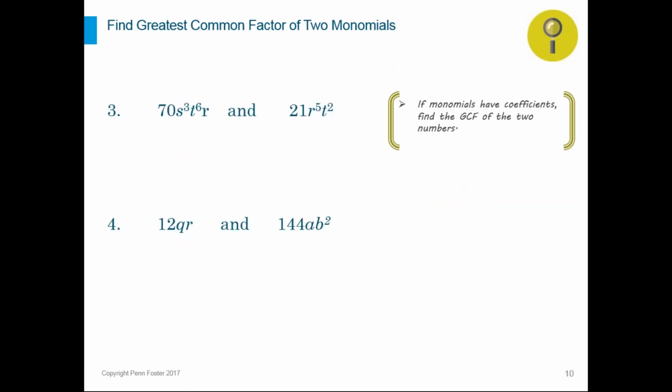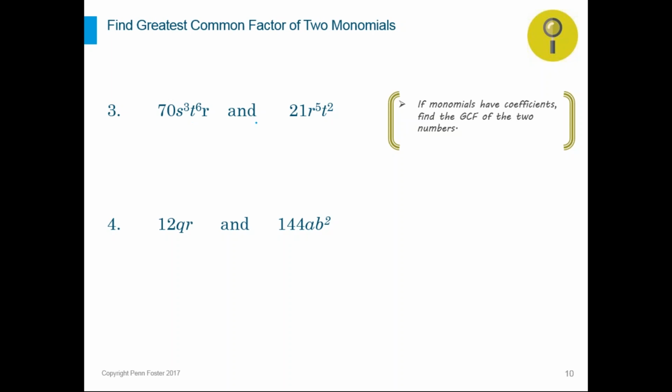Let's do more complicated monomials. I have numbers, variables, raised to powers, and another monomial with numbers, variables, and powers. Now, we learned how to find the greatest common factors for numbers and how to apply rules for finding the greatest common factors for variables. So we're going to do both rules.